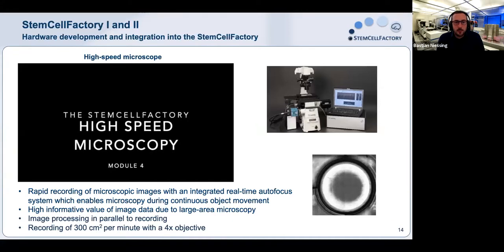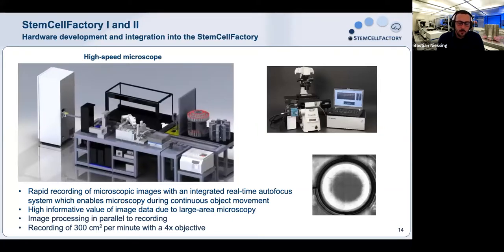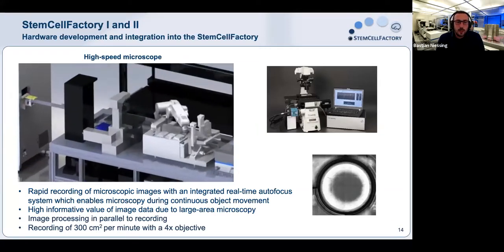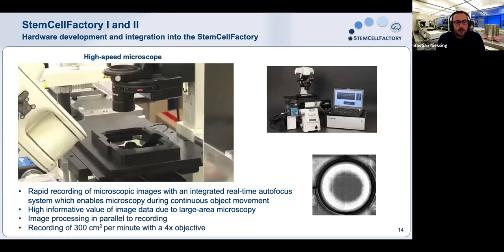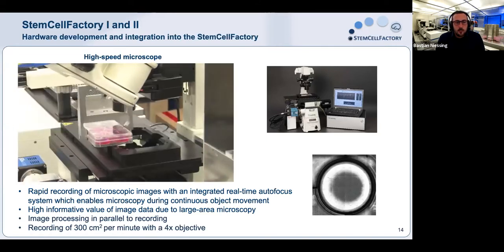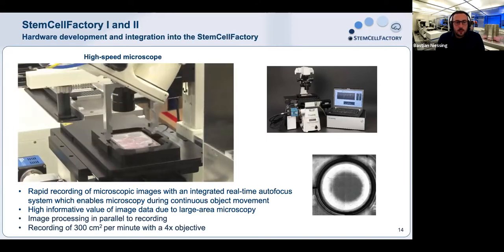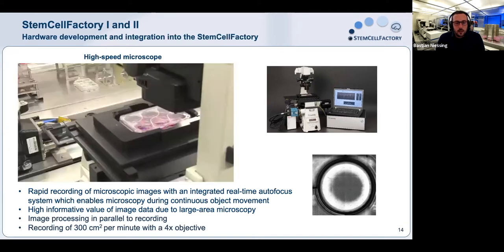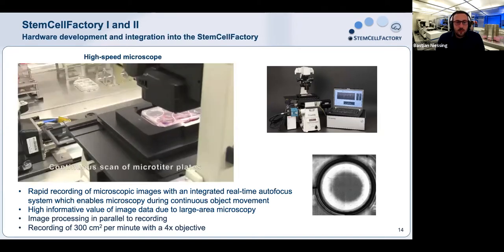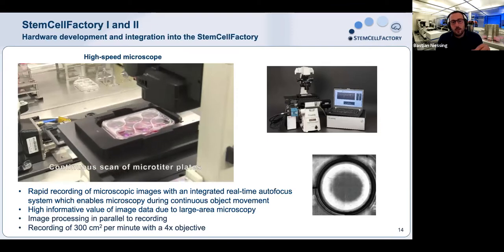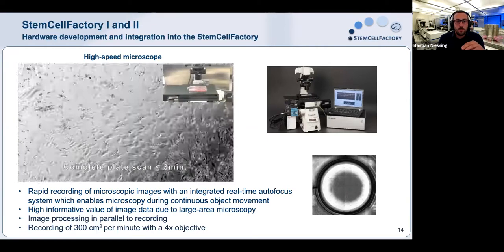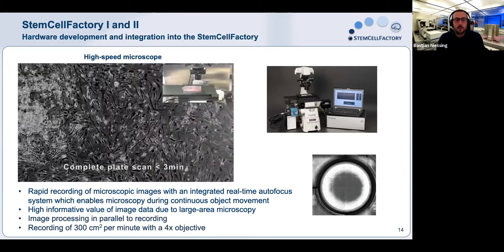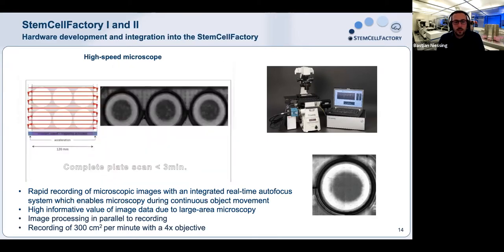So first of all, the high-speed microscope. This was an invention of our institute. The special thing about this microscope is that we are able to scan in movement. As you can see here on the video, we can put the whole plate in the microscope, and now you can see how fast we can scan. The advantage is that we scan in movement, so there's no swapping of liquid, and without this swapping of liquid, we get focused images.